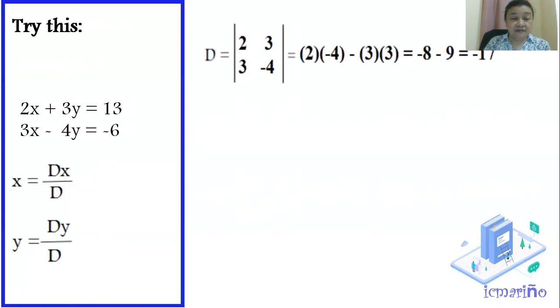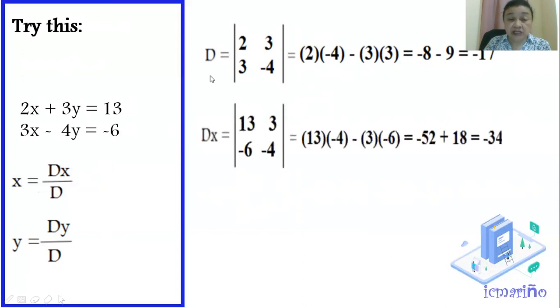Okay. For D, coefficients of x, 2 and 3. For y, 3 and negative 4. Okay, multiply 2 times negative 4 minus 3 times 3. So that will give us negative 8 minus 9 equals negative 17. For dx, again, hindi gagamitin ang 2 and 3. So, ang gagamitin natin ay 13 and negative 6. And for y, 3 and negative 4. Okay, multiply ulit. 13 times negative 4 minus 3 times negative 6 equals negative 52 plus 18 equals negative 34.